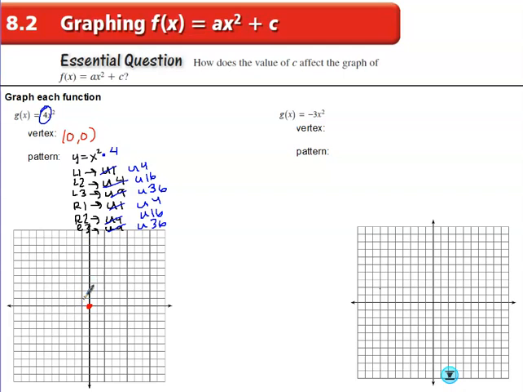Left 1 up 4, left 2 up 16 is off my graph, and so is left 3 up 36. Right 1 up 4, and then 16 and 36 are off the graph. So my graph will look more or less like this.